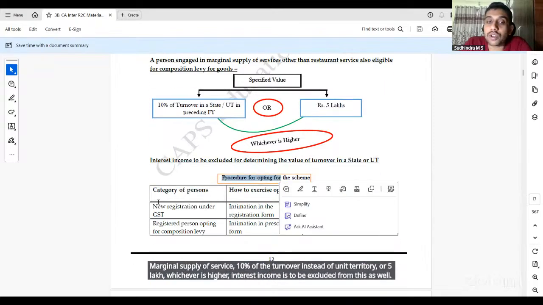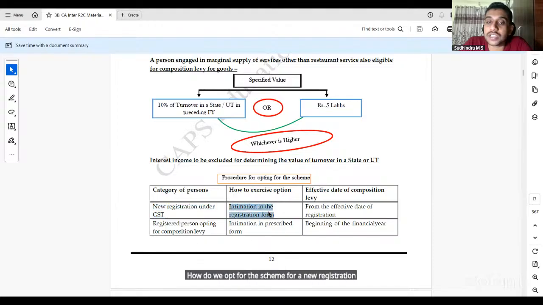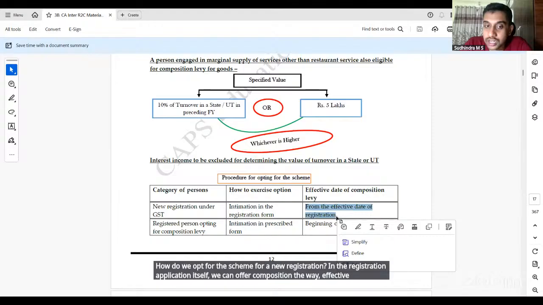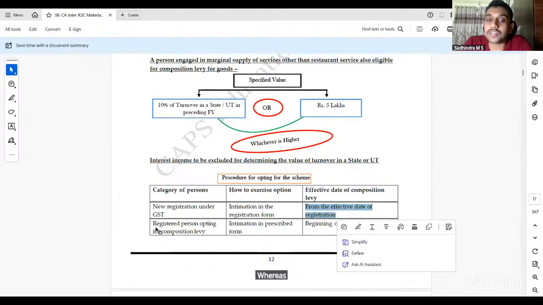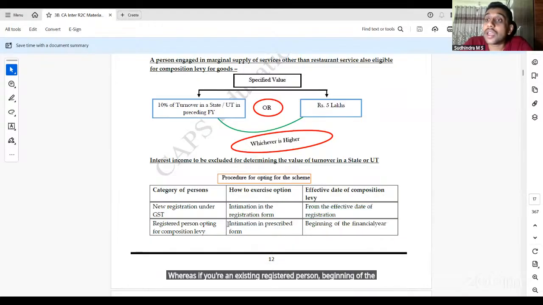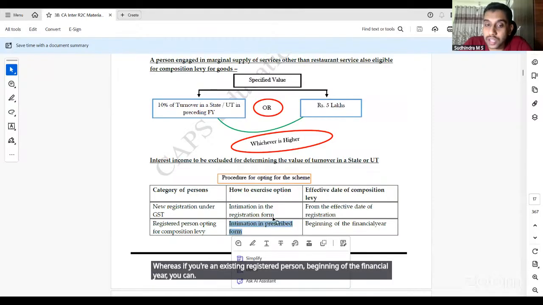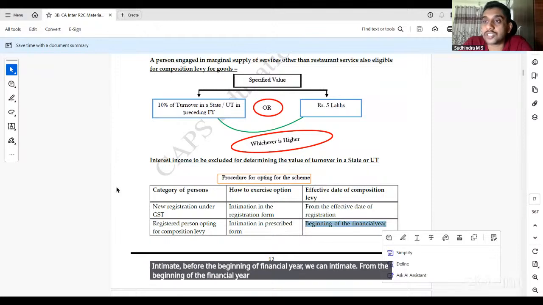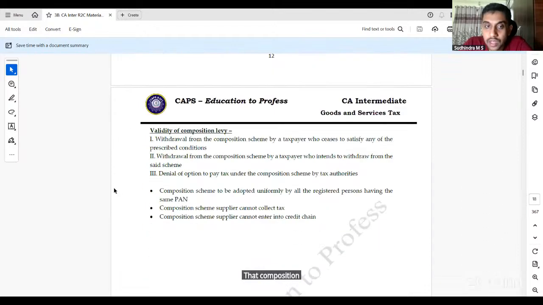How do we opt for this scheme? For a new registration, in the registration application itself, you can opt for composition levy. Effective date from would be the date of registration. Whereas if you're an existing registered person, before the beginning of the financial year, you can intimate. From the beginning of the financial year, you will get that composition levy option.